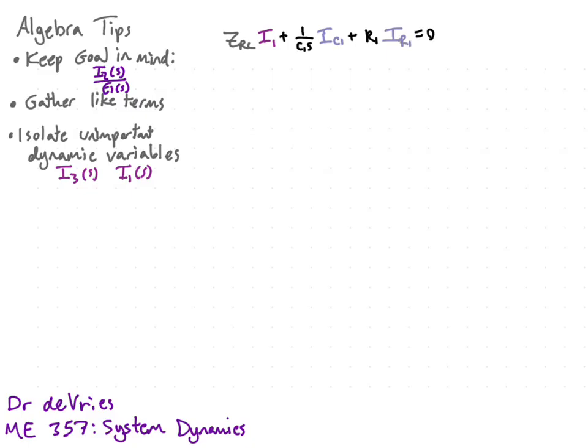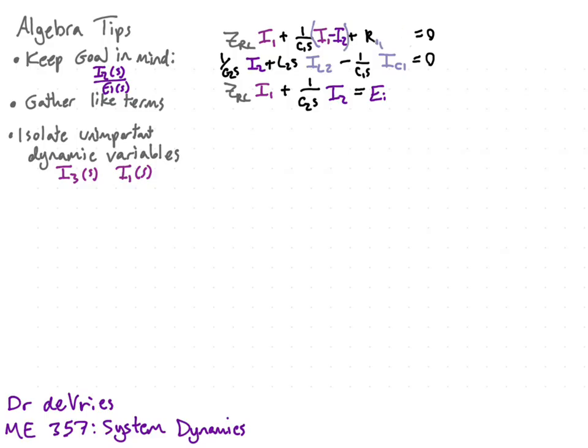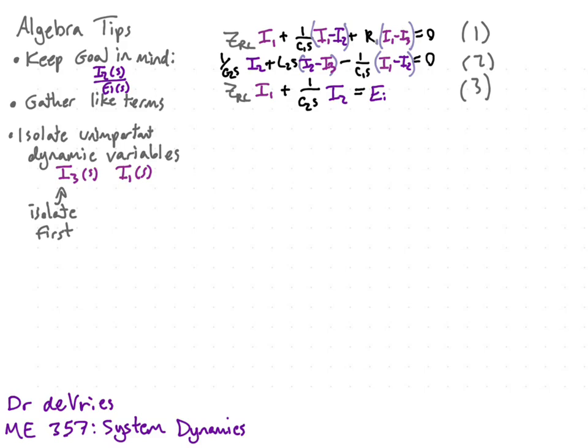So we can take those equations that we had before, and in doing so, we're going to keep that goal in mind and start to isolate everything. I'm going to say we need to isolate I3 first, because if we look at our third equation, we have I1 and I2. So we're going to find I3 in terms of I1 and I2. Then we'll find I1 in terms of I2. And finally, we'll be able to solve our full answer. So we'll have equations 1, 2, 3, and go through this method to isolate I3 and then I1.